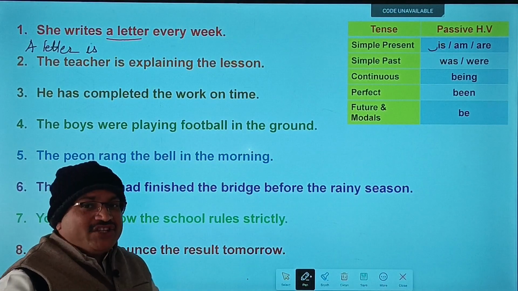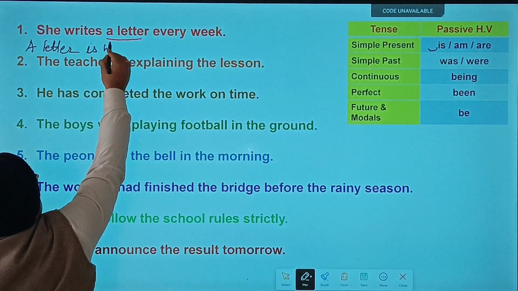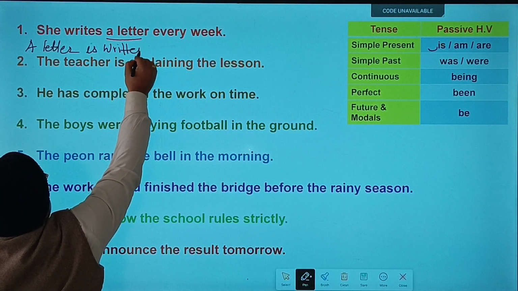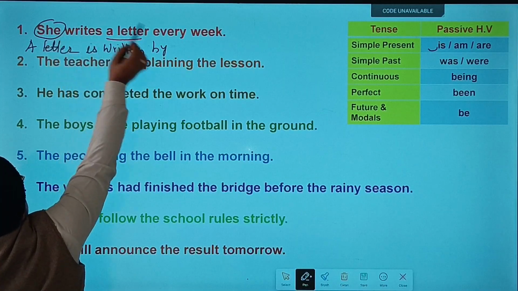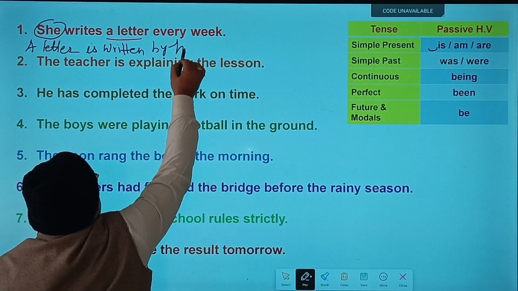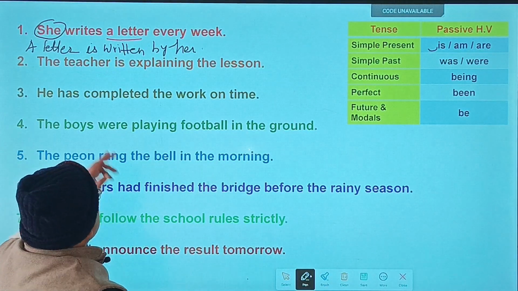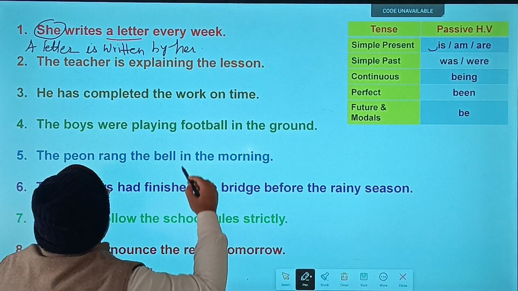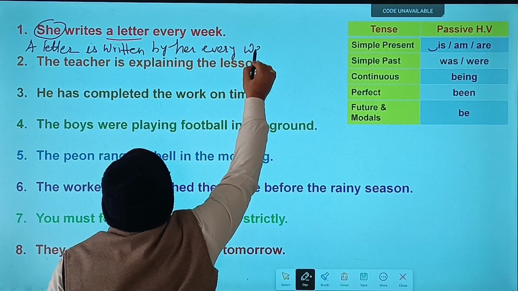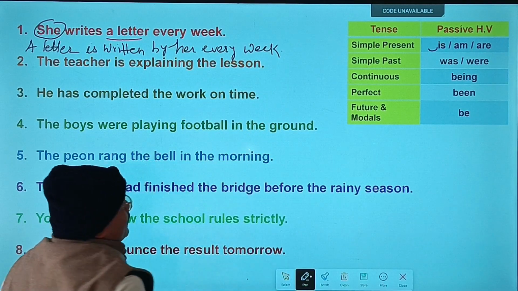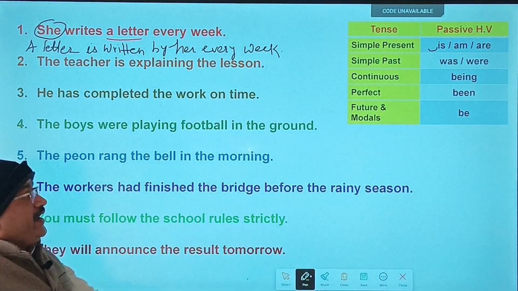Now write, the main verb, is changed into the past participle, third form. A letter is written. Now by: the subject will come at the object's place, so by her. The objective form of she is what? Her. A letter is written by her, and the time reference goes at the last: every week. Yes or no? A letter is written by her every week.